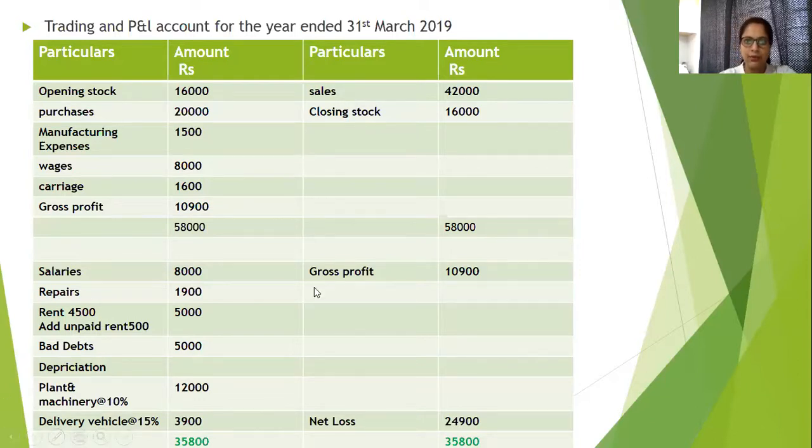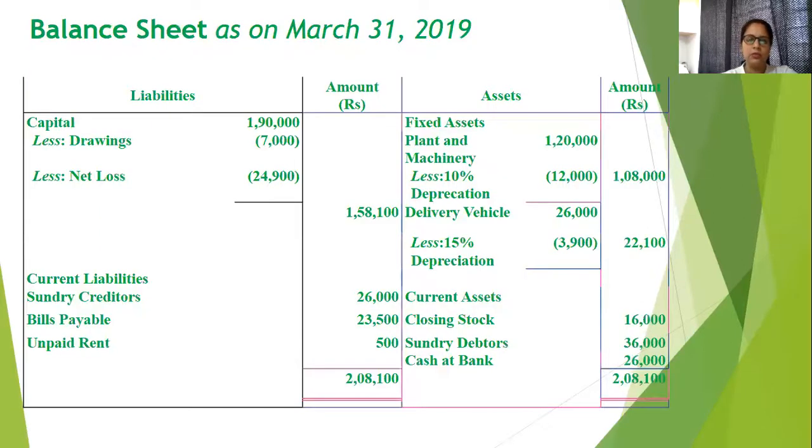So when we calculate this, we see the credit side is more than the debit side. It means that our expenses are more than our income. It means our business is not making a profit, there is a net loss for the business. So the balancing figure will be net loss. It comes to 24,900. Now coming to the balance sheet.